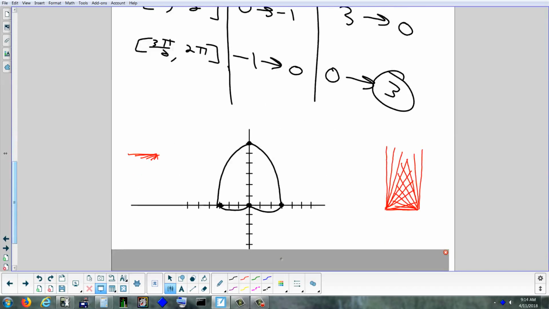Now, I kind of exaggerated the shape a little bit in the hope that you would recognize what that kind of looks like. Does anyone kind of see what that looks like a little bit?